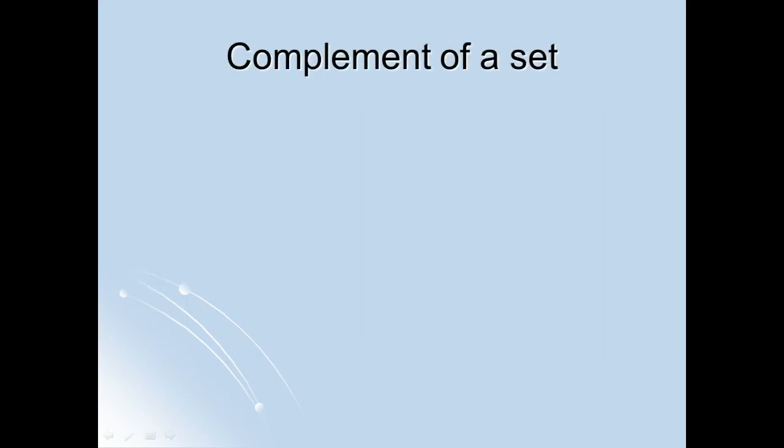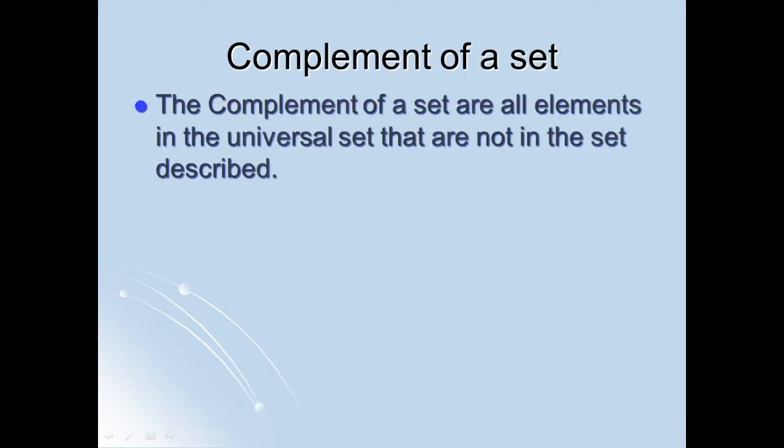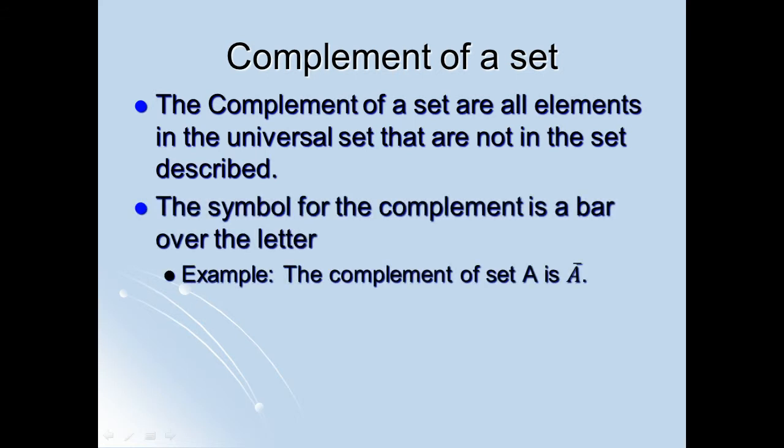Let's discuss the first operation of a set. We'll talk about the complement of a set. The complement of a set is all the elements that are in the universal set but are not in the set that we're talking about. For example, if we're talking about the complement of set A, we're going to talk about the things that are not in set A. First of all, the symbolism is a bar over the letter. So when we say the complement of set A, we say it's set bar A, or set A bar.